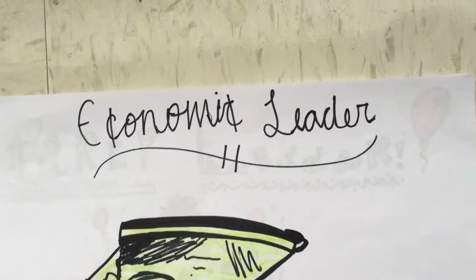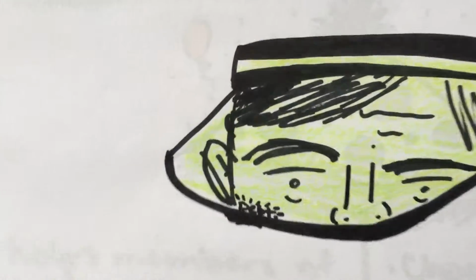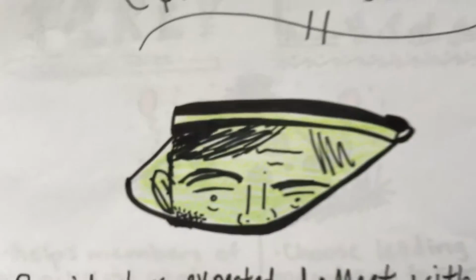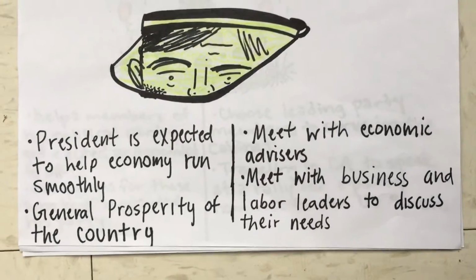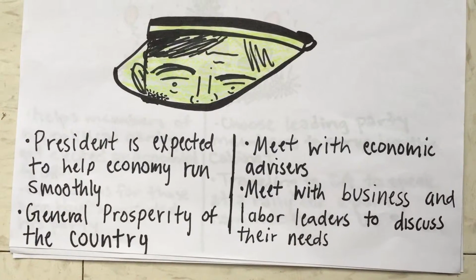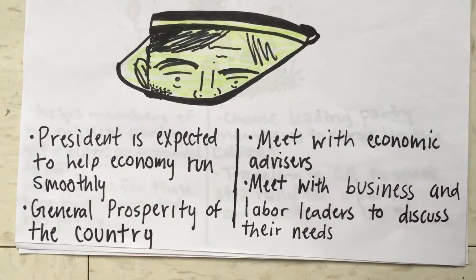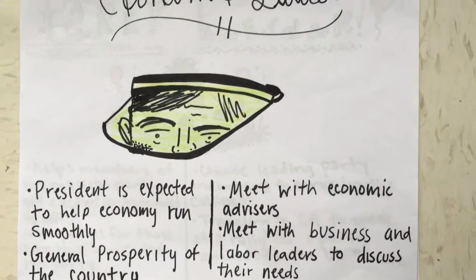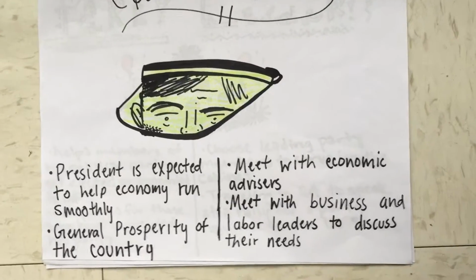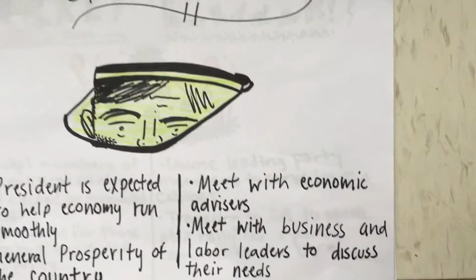As the economic leader, the president endures very many stress levels higher than our own and deals with a lot of debt. The president is expected to help the economy run smoothly, which isn't really that easy in the United States of America. He also makes sure that the general prosperity of the country is prosperous. He meets with economic advisors and meets with business and labor leaders to discuss their needs.